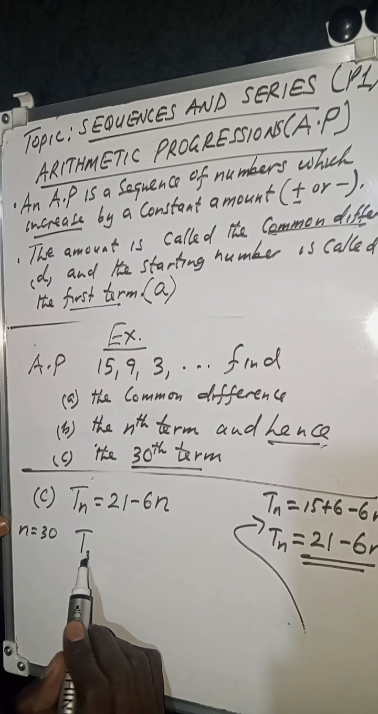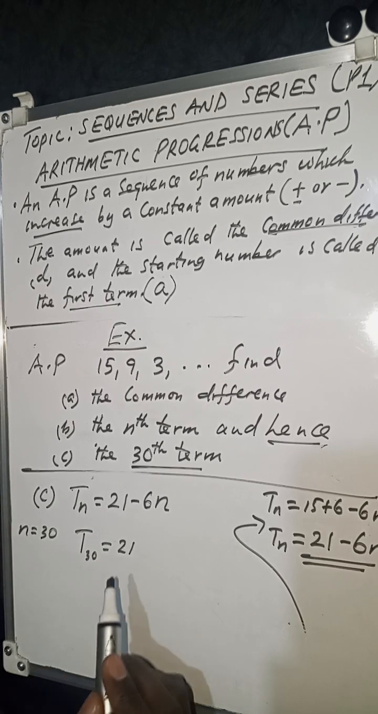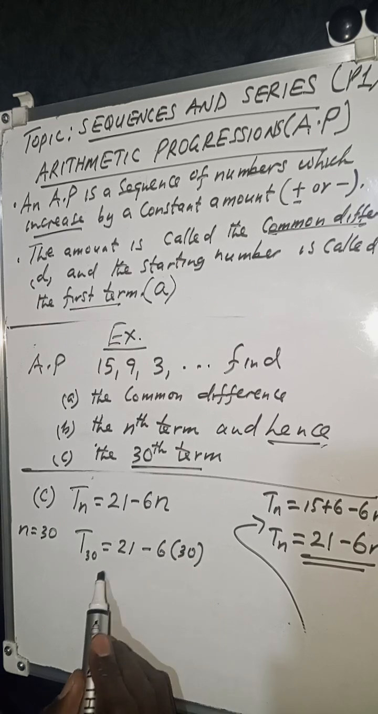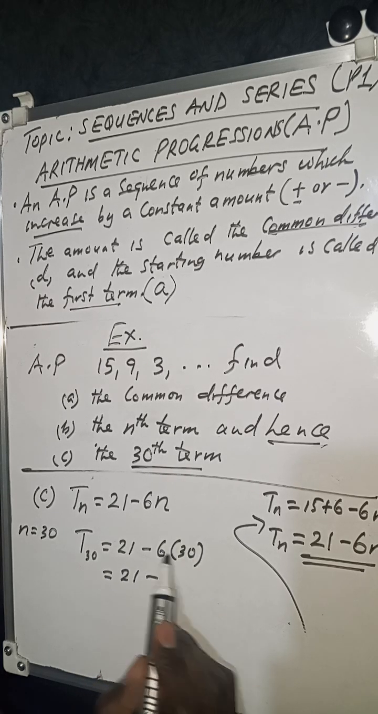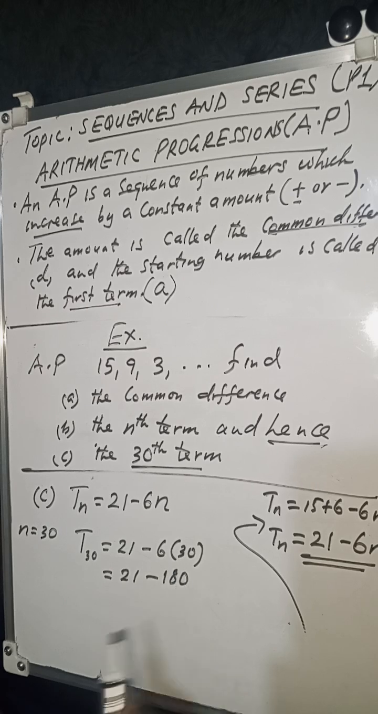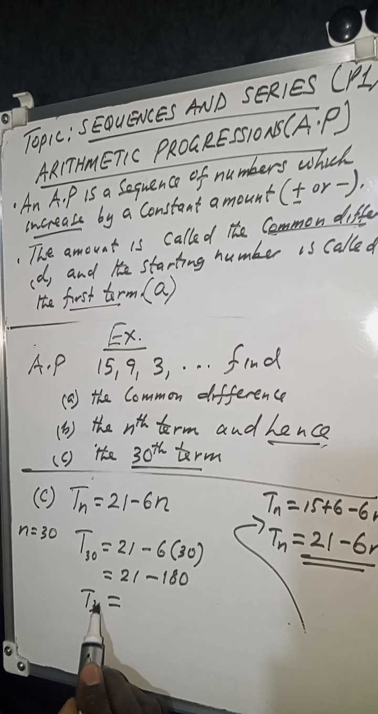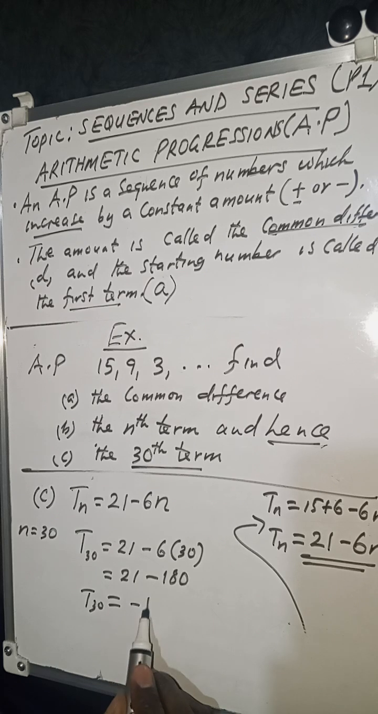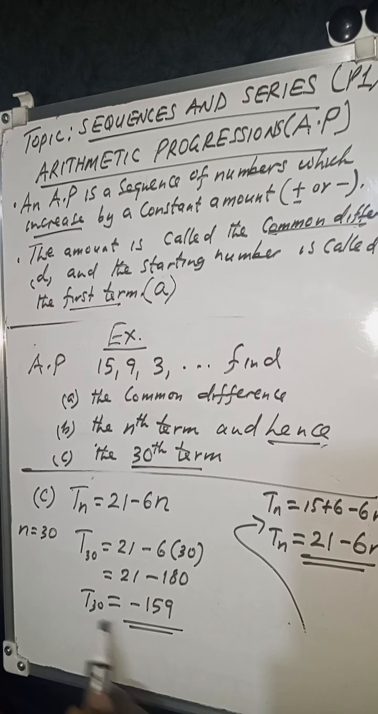So you replace T30 is equal to 21 minus 6 multiplied by 30. So this will be 21 minus 6 times that will give us 180. Well, when you subtract that, 21 minus 180, you are going to have negative 159. So meaning that is the term in the 30th position. So that is what they wanted you to do there. So it's not complicated. It is just very simple. That is what you need to remember.